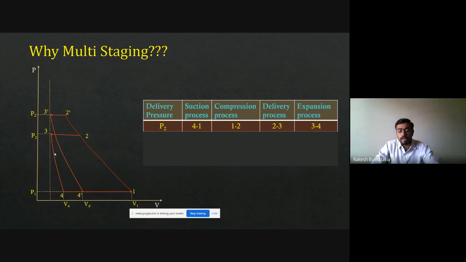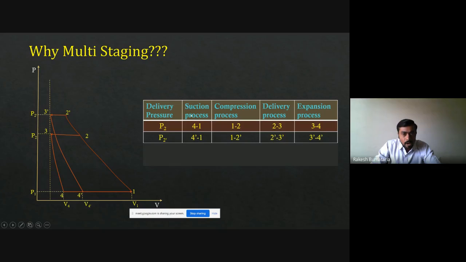But let's analyze this diagram. Previously the suction process was from 4 to 1. Now the suction process is 4' to 1. So by increasing pressure, our suction gas is reduced. Now for compression: the compression process follows 1 to 2', meaning compression is increased to maintain higher pressure. Previously the delivery was from 2 to 3; now the delivery is 2' to 3', meaning the air delivery is also reduced. So we get a smaller amount of air compared with before. We definitely get higher pressure, but the amount of air is at a lower level. The expansion process will follow 3' to 4'.